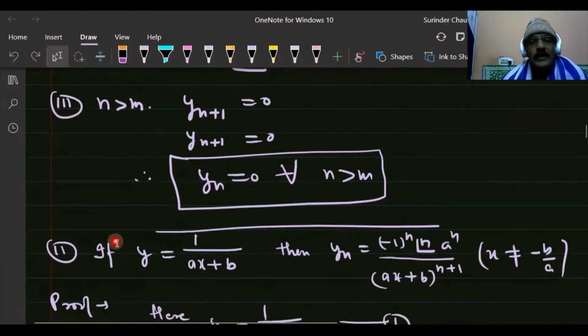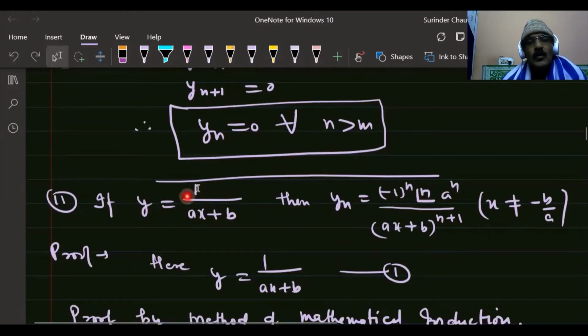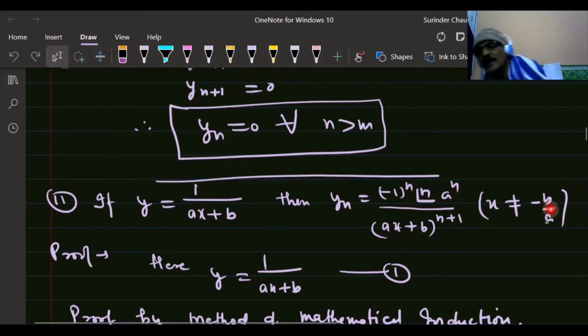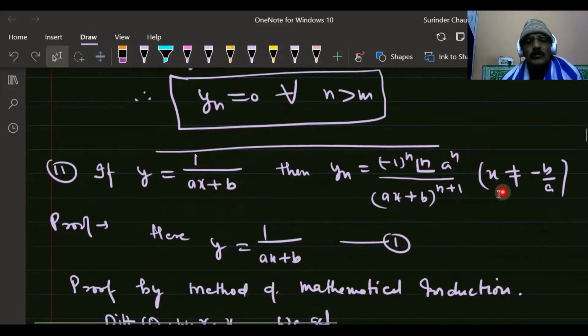Now, next slide. In a similar way, derive it. Y is equal to 1 upon (ax+b), then the n-th derivative y_n is equal to (-1)^n n factorial a^n upon (ax+b)^(n+1). Here ax+b should not be equal to 0, that is, ax should not be equal to minus b, or x should not be equal to minus b by a. If the denominator becomes 0, this becomes undefined. So we have excluded this point.